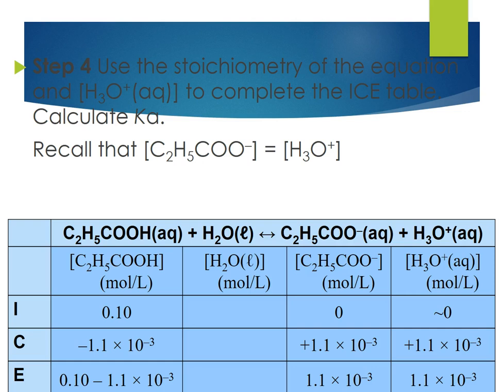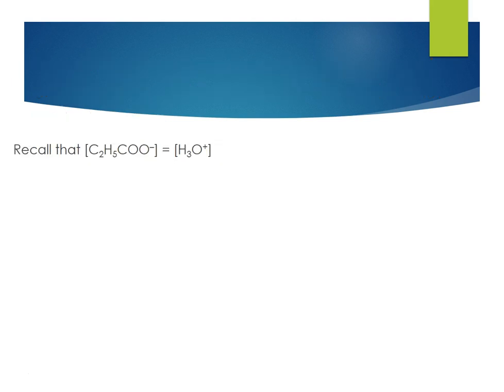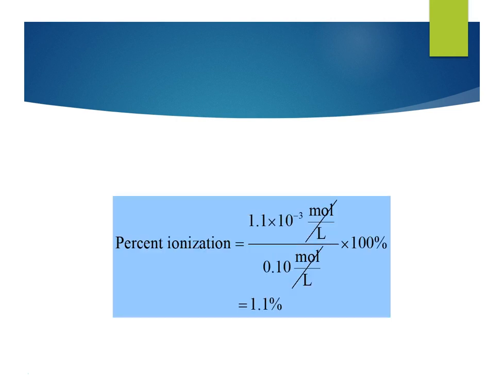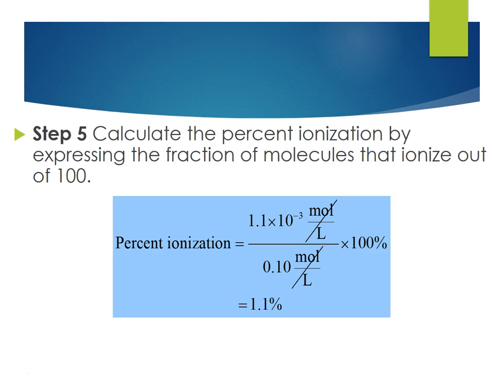Revisiting the ICE table, you should be able to solve for all of the values at equilibrium now. Start with the concentration of hydronium ions and work your way through the table systematically. It is helpful to remember that the concentration of each of the products is the same because there is a 1-to-1 ratio. Once all of the values are determined, we can solve for the acid ionization constant. To find the percent ionization, we must divide the concentration of hydronium ions by the initial concentration of the acid.